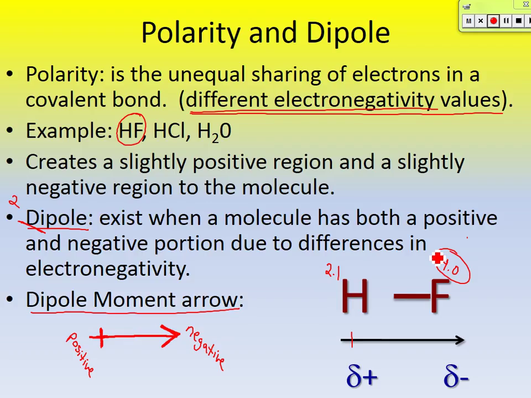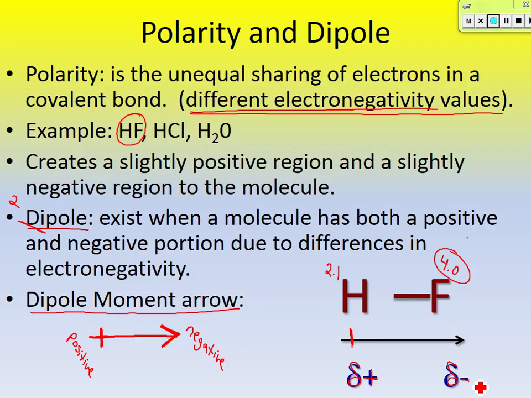So it's pulling the electrons more strongly to the fluorine, and so when you draw your dipole moment arrow, that arrow's got to be pointing to this side of the molecule, toward the fluorine. That means the hydrogen is slightly positive, the fluorine is slightly negative. We can write our sigma sign. Sigma positive for the slightly positive, and the sigma minus for the slightly negative. Okay.